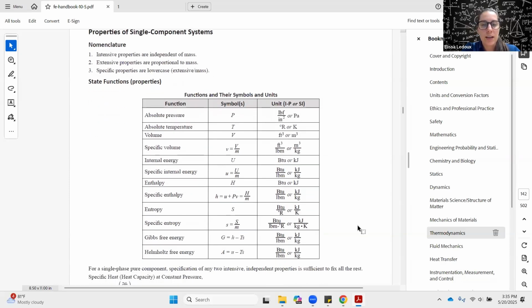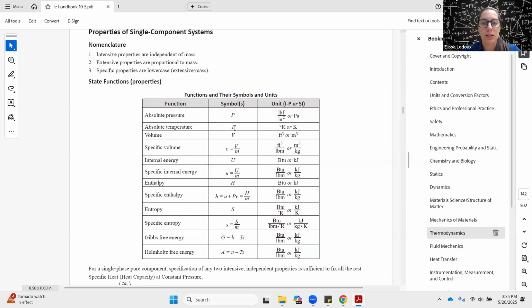So state functions here, this is basically just defining what all the different symbols are and their units. Some of them are pretty standard, you know, pressure, temperature, volume. Specific always means that it is the value divided by the mass. So you can have a specific volume, a specific internal energy, enthalpy, entropy. When you're looking up in a table, it will give you the specific value. Then if you want to find the absolute value, you have to multiply by the mass.